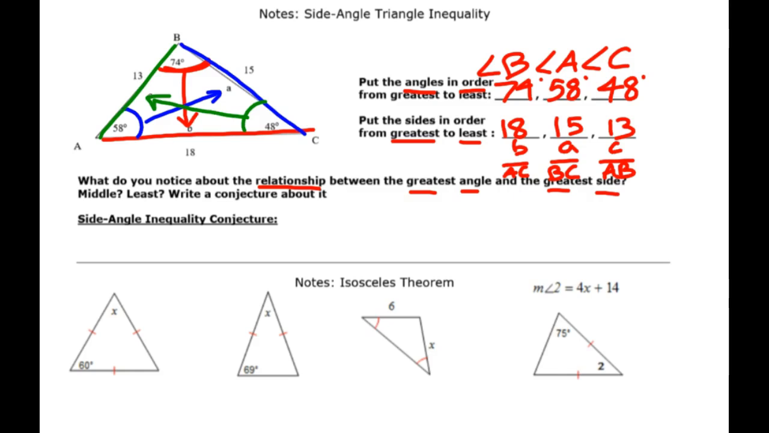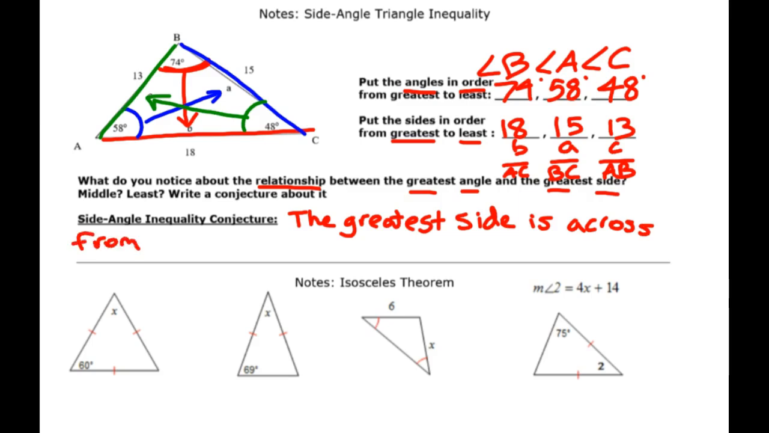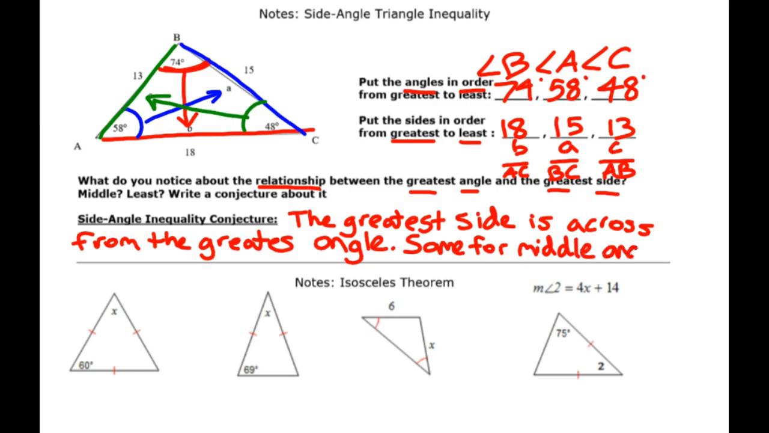So how should we word this? What do y'all think? Yeah, that's great. Instead of saying big, we'll say greatest. Okay. So the greatest side is across from the greatest angle. It's the same for the middle and least.